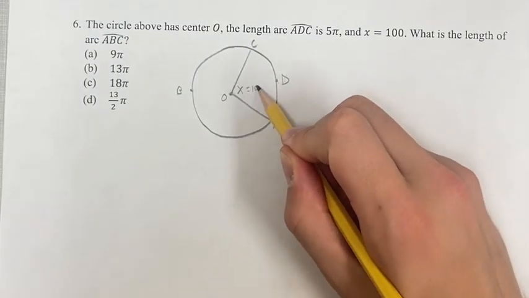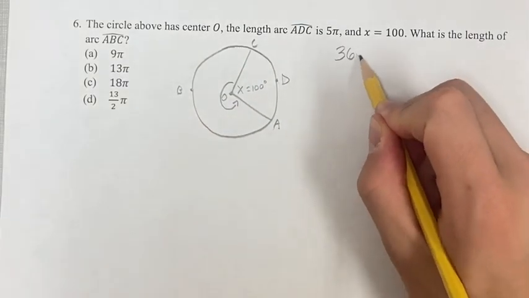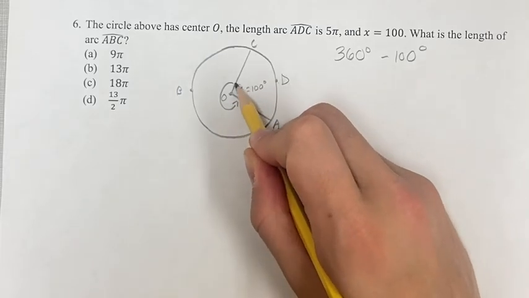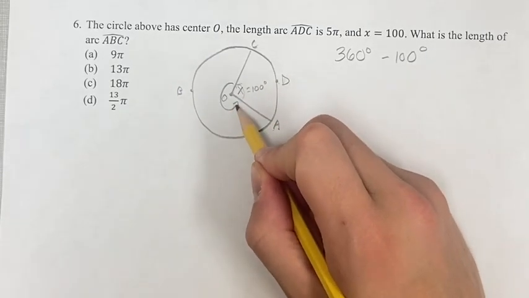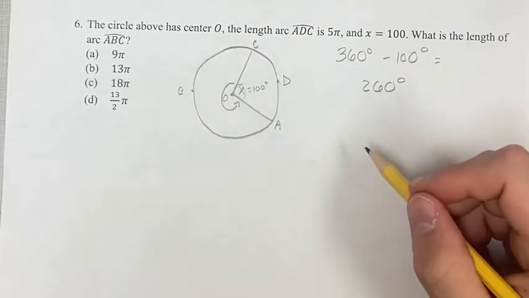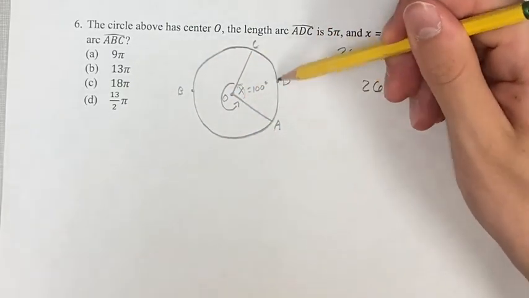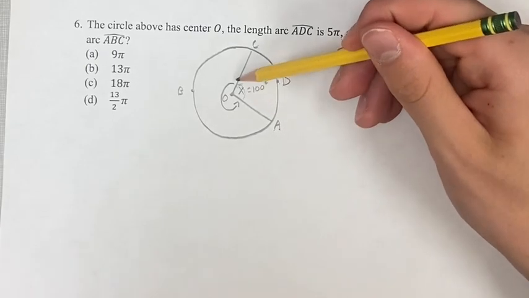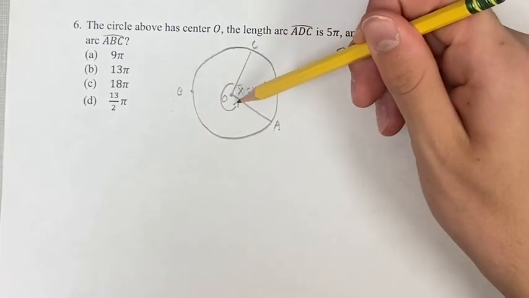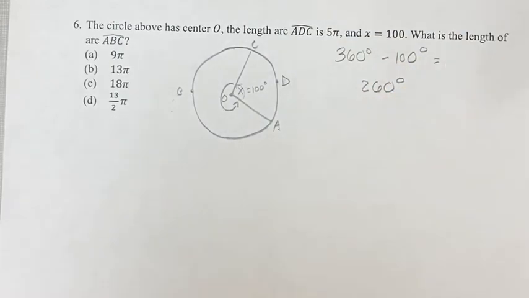So if x is equal to 100 degrees, then this angle right here is equal to 360 degrees minus 100 degrees, right? 360 degrees would be the entire circle, so this would be the entire circle minus what's left, which is 100. So this bigger angle is 260 degrees. And if you notice, the arc ADC is laid out by this 100-degree angle, and arc ABC is in the same way laid out by the 260-degree angle that we just found.